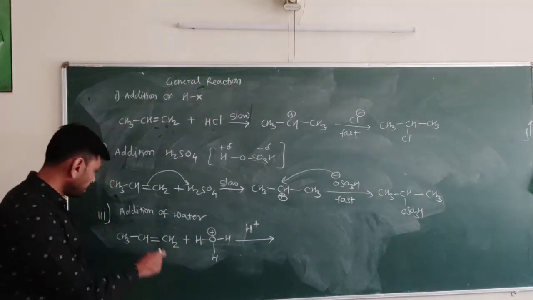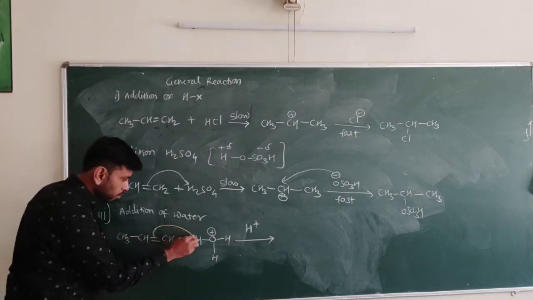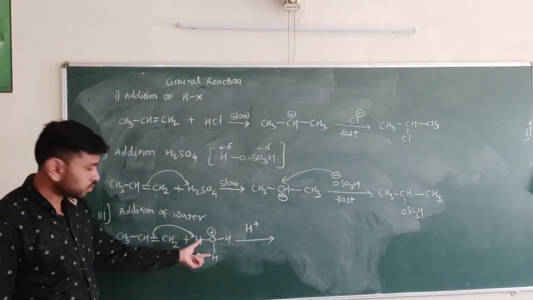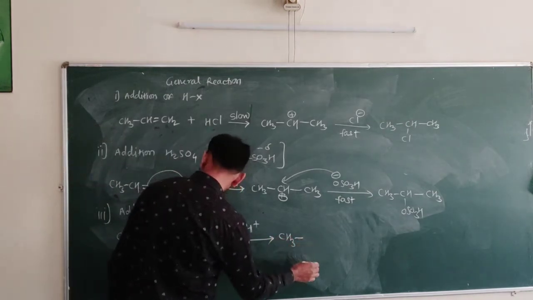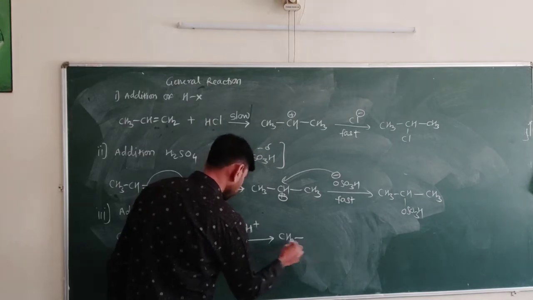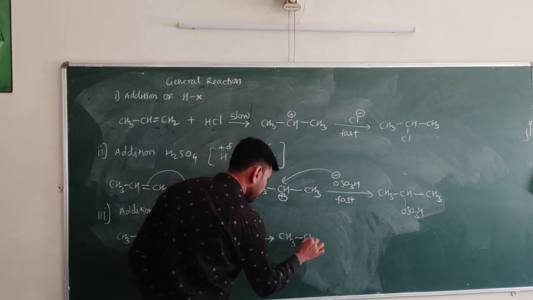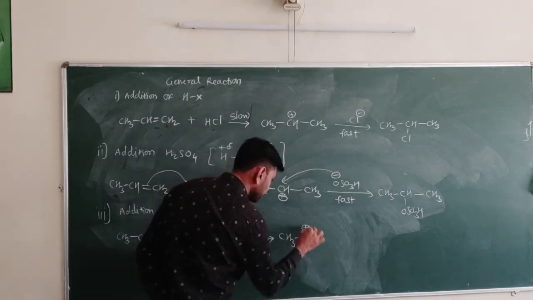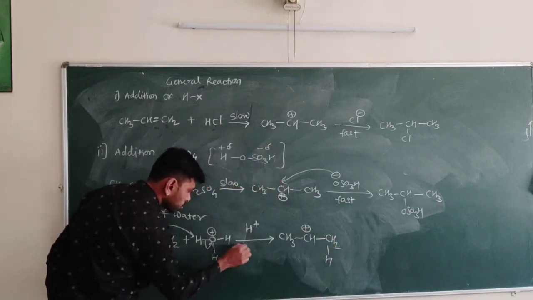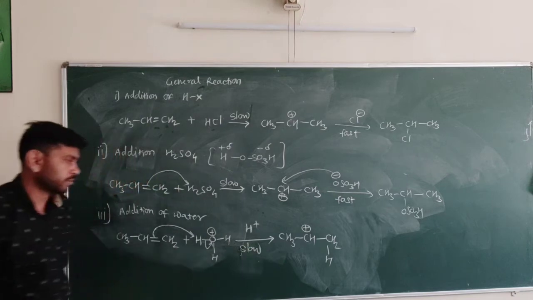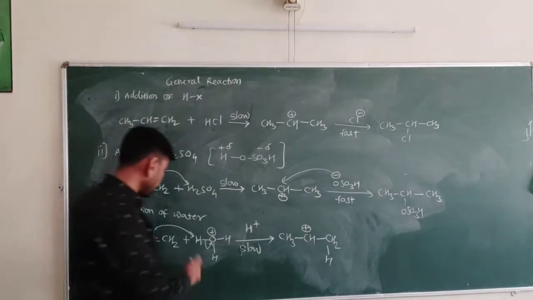It is H3O plus. And when this unsaturated system, this pi electron attacks on this hydrogen to attach this hydrogen, we get the formation of carbocation species here, CH3 CH plus. So this is a slow step and rate determining step. Here carbocation formation takes place.